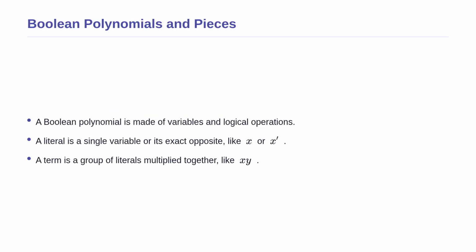Before we can minimize anything, we need to understand the building blocks of a Boolean polynomial. A polynomial here is just a logical expression. It is built from literals, which are single variables or their exact opposites, such as x or not x. When we multiply these literals together, we form what is called a term, like x times y. Understanding these pieces is essential because our goal is to reduce them as much as mathematically possible.